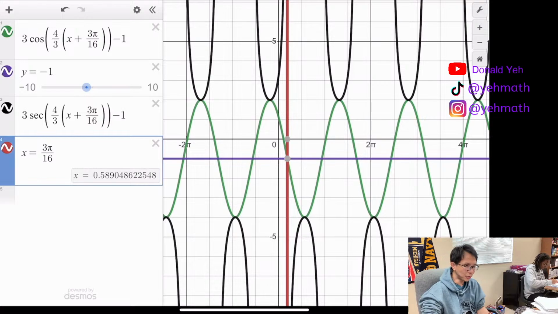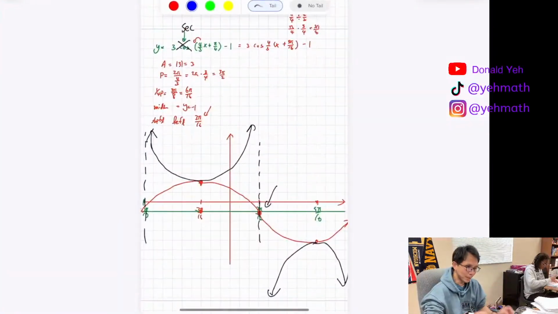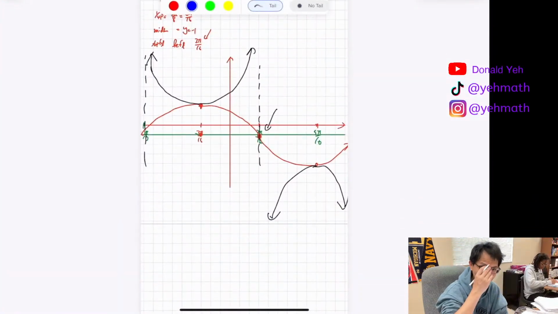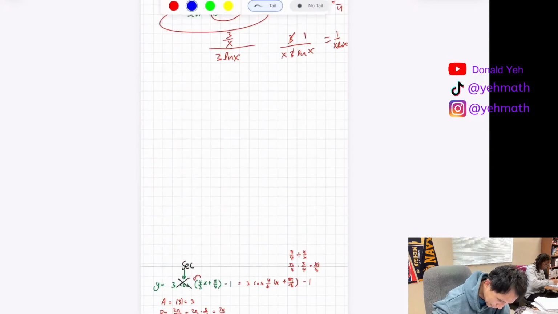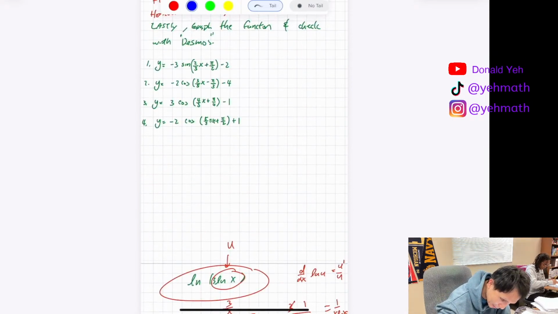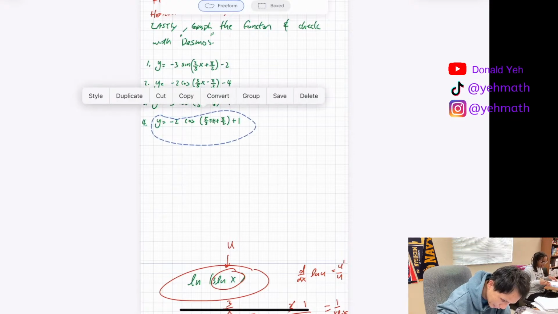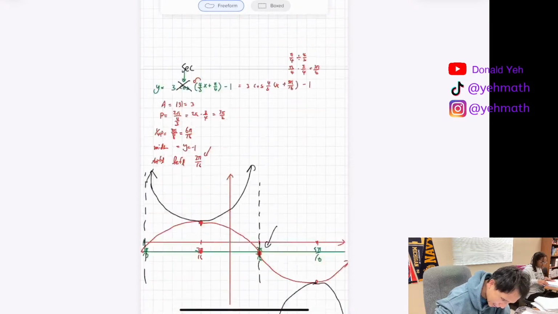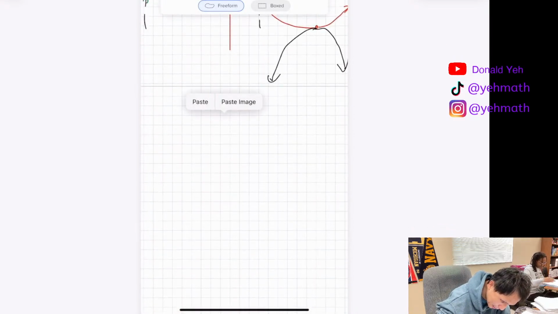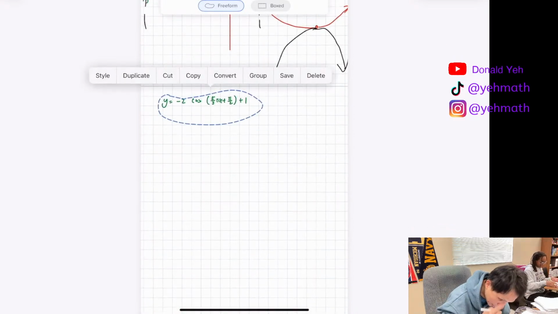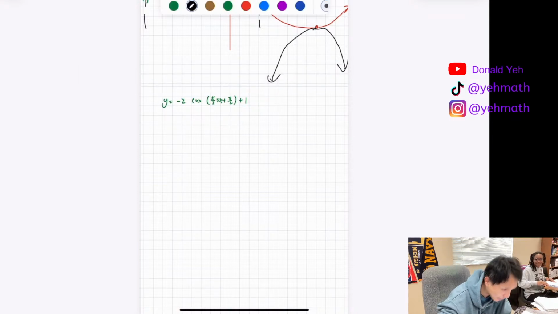So I want you to try one, but meanwhile, let me finish the last one. The last one is this graph. It's not a cosine graph. Yes, this one's a little bit different. This one's a little bit harder. So we're going to talk about secant of this graph as well.